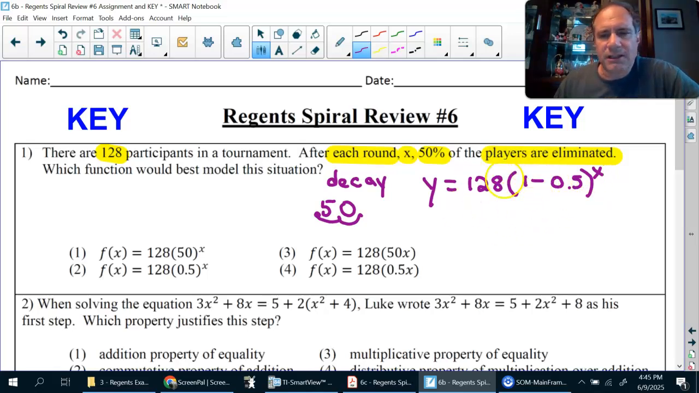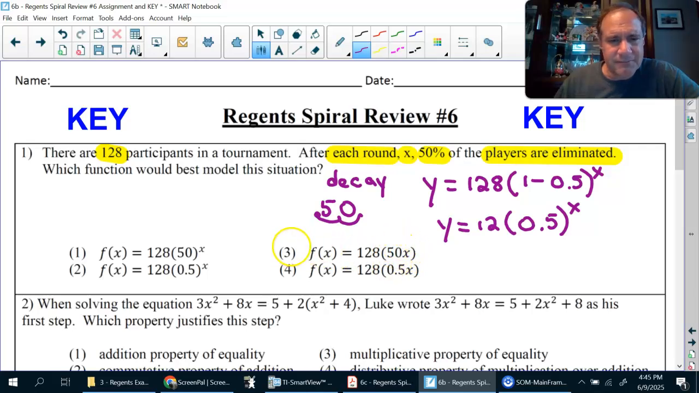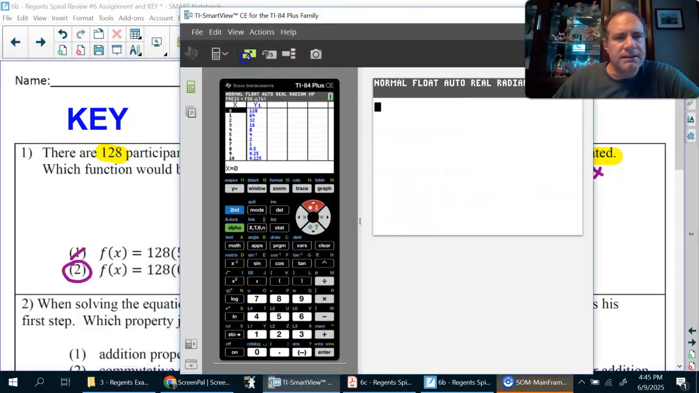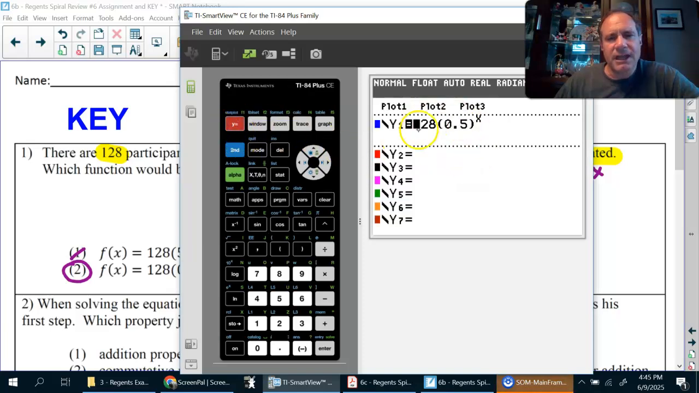So if you just take a look at this right here, do 1 minus the 0.5, that is 0.5 to the x power. So it's not 50. That's out, and this is 50, that's out. This is 0.5, looks good. That is your answer, and 4 is out because it's 0.5x. Doesn't make any sense at all. And if you do put this into the calculator like I did, we're going to talk about y equals, and we get 128 and then parentheses 0.5x, and you go to the table for that one.